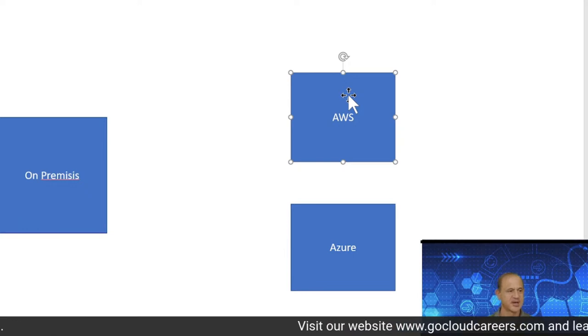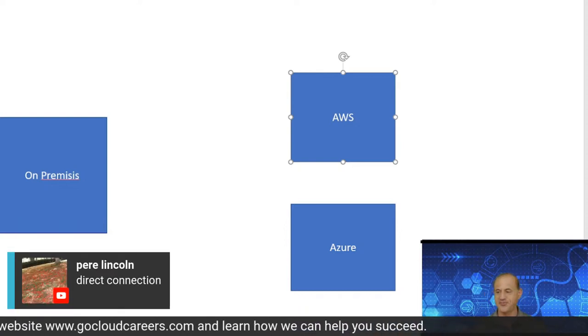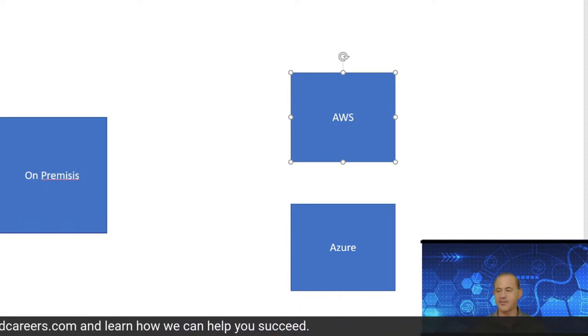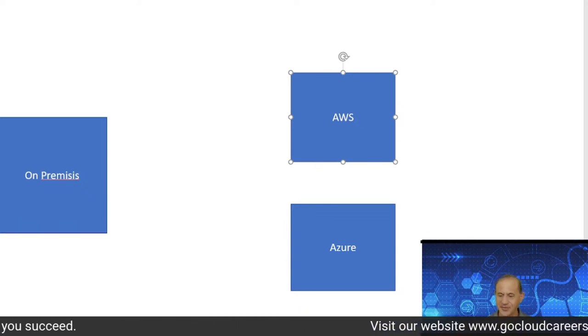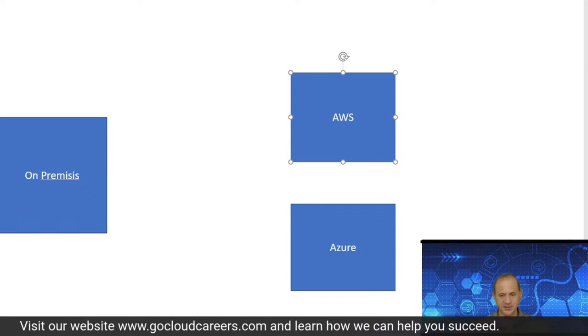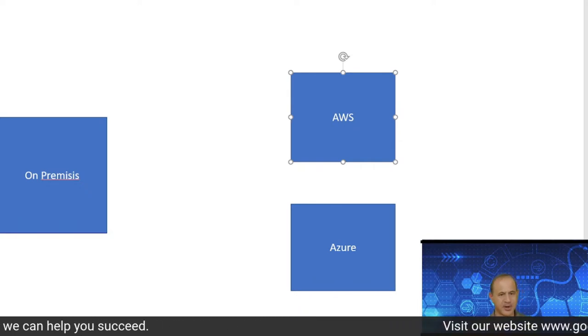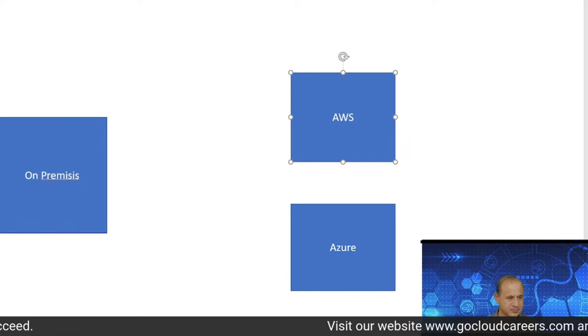So, Kenya Carl, direct connection. Yeah, I'm going to use direct connection. If we're dealing with 50,000 web orders per second, we probably are going to need more than 10 gigs. We're definitely not going to be using a VPN here. We're dealing with high performance, huge connections, so we need private lines. So we're going to buy a private line. Azure calls it Express Route. AWS calls it a direct connection. So we are going to need multiple routers across multiple service providers.